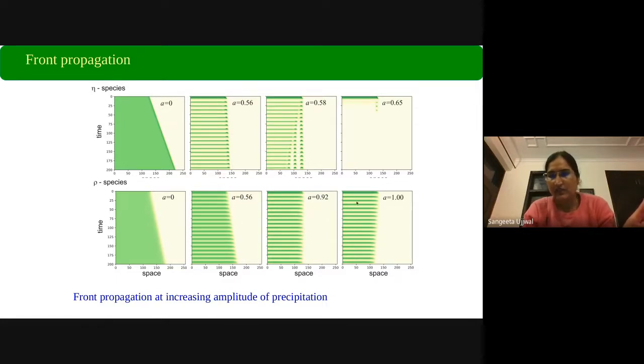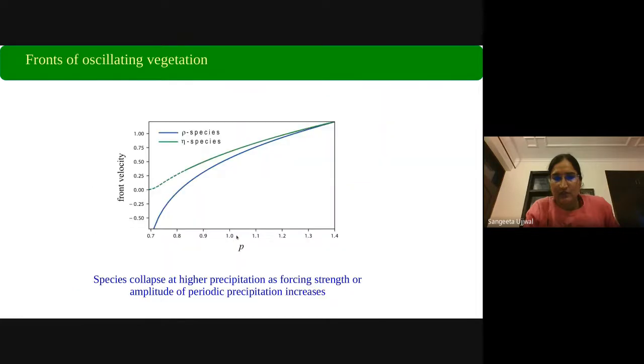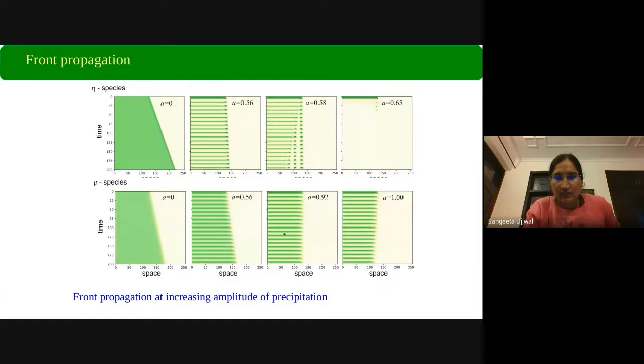And here, as we keep on increasing the forcing strength, we observe that the direction of the wave front propagation changes. Here, this was the direction of wave propagation. So slowly we see that till here the vegetated front was pushing the bare soil front, but here as we increase A, the reverse happens. So with time, the bare soil front started pushing the vegetated front. So the direction of the wavefront changes.